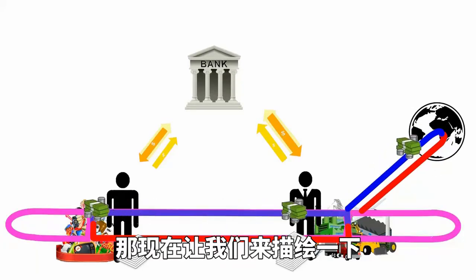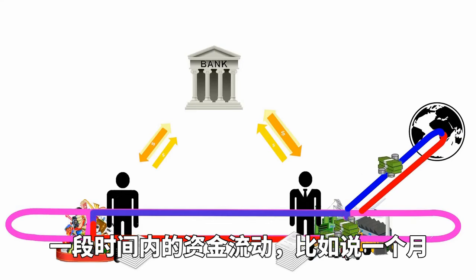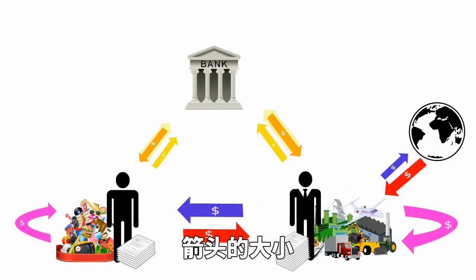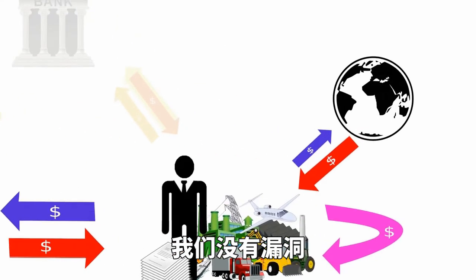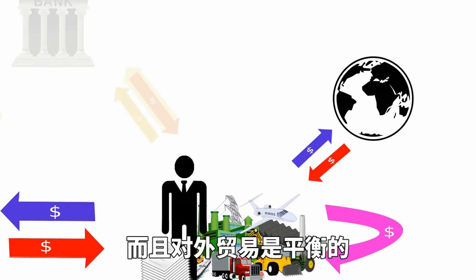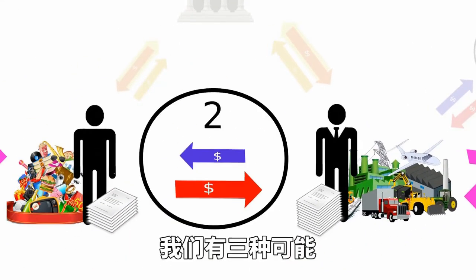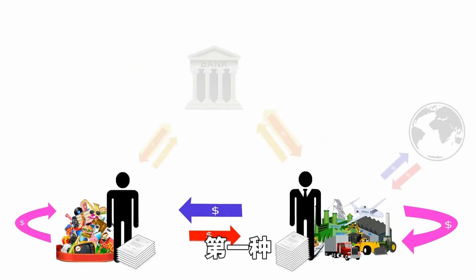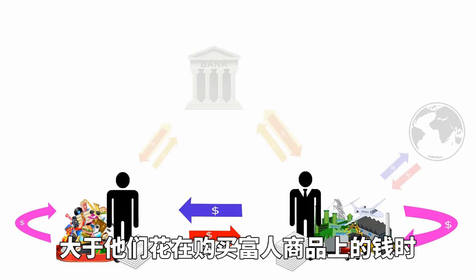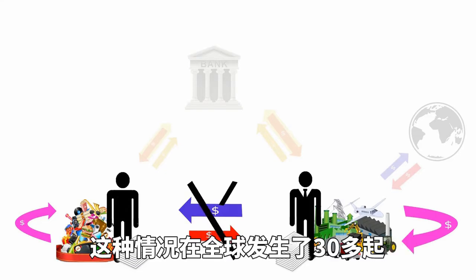Let's represent now the flow of money over a period of time, for example, 1 month, and the size of the arrows will represent the amount of money that has been exchanged. Let's suppose now that we have no leaks and the foreign trade is balanced. We have then 3 possibilities. The first one is when the consumers' income is greater than the amount of money they spend to buy the products from the rich. This case actually doesn't happen globally.